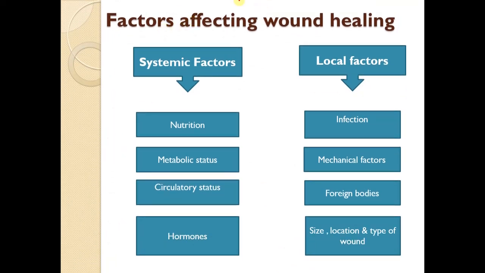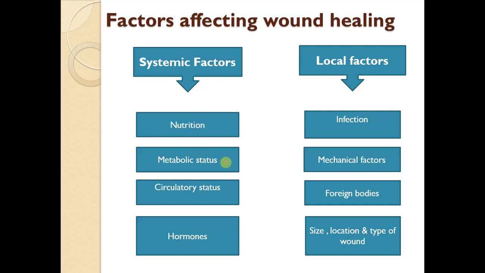Now comes the factors which may retard the healing process. Certain systemic factors as well as local factors may retard the wound healing process. Systemic factors include nutrition, metabolic status, circulatory status, and certain hormones. Nutrition, like in case of deficiency of vitamin A or proteins, it is very likely for healing to be delayed.